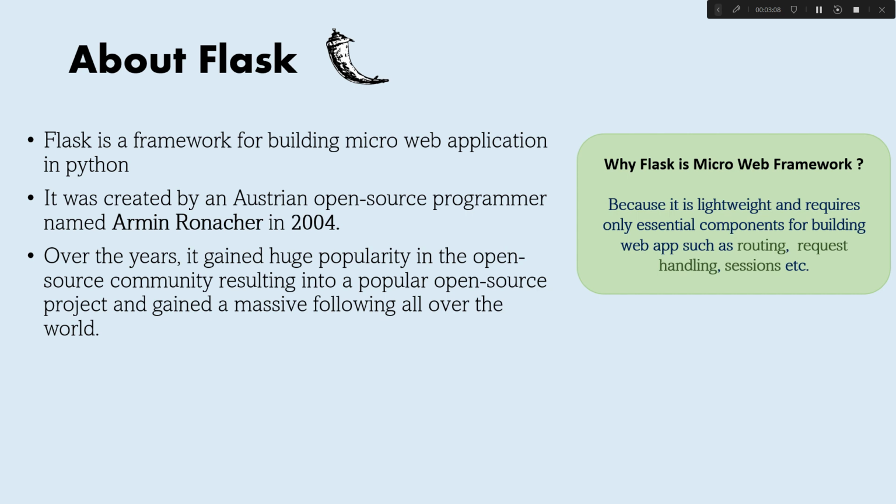Second thing, it requires only essential components for building web applications, like very basic things like routing. We require routing if we want to build a web application. Then there is request handling, like HTTP GET requests and POST requests, which are very basic things when we build any web application. And important is session handling. And the best part, we can also connect our Flask web applications with a database. That is a very important feature of Flask, and I'll tell you some of the important features of Flask in the subsequent slides.